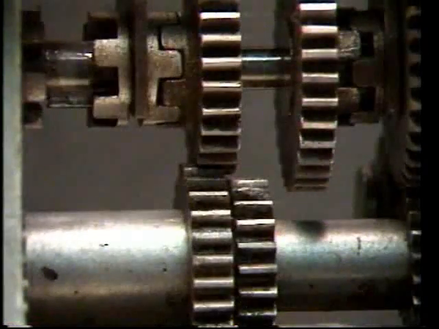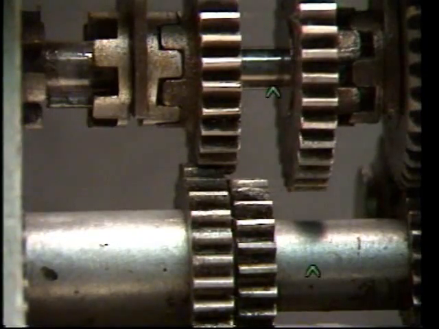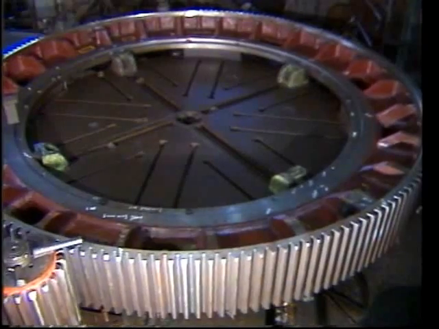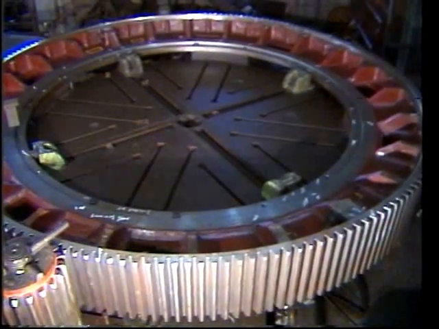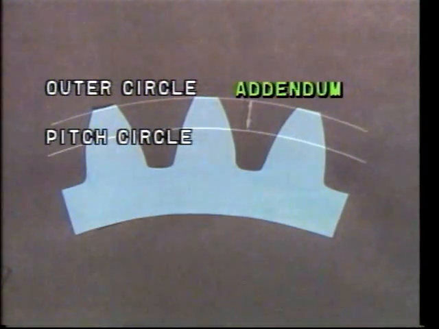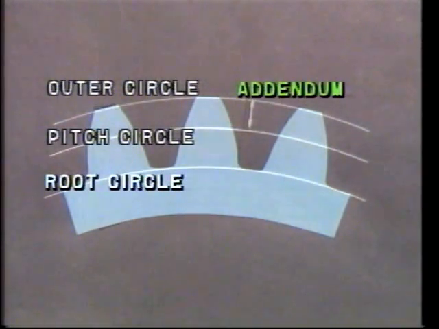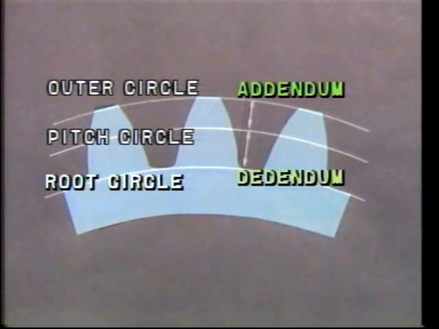It is used to transmit motion exclusively between shafts parallel to each other. Spur gear is a cylindrical blank having parallel grooves on its periphery. The radial distance between pitch circle and outside circle is called the addendum of the tooth. The radial distance between pitch circle and the root circle is dedendum of the tooth.